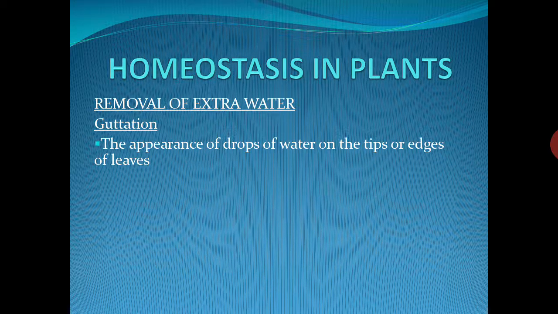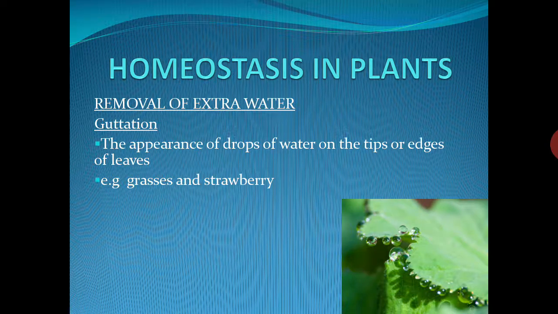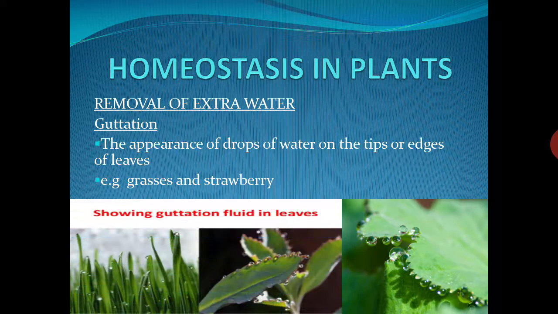Guttation. Some plants like grasses and strawberry have some pores on the edges or tips of their leaves. The water comes out from the edges or tips of leaves. You can see in the diagram how it looks when it comes out.